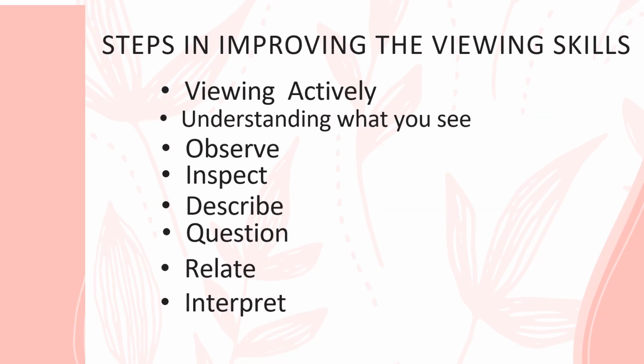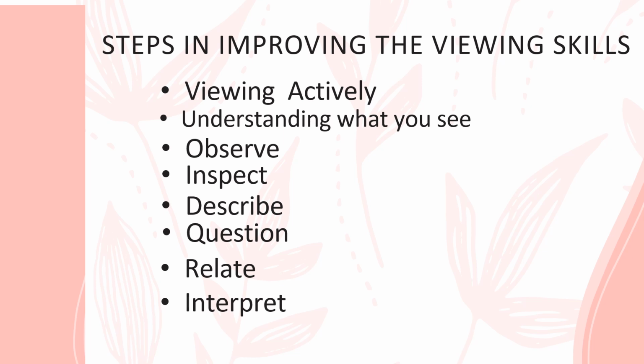Now, we have here the steps in improving the viewing skills. Number one is viewing actively. The path to visual literacy starts with active viewing. So before we can interpret the picture or text, active viewing can help us to brainstorm or create an idea on what we can see. Active viewing involves understanding, interpreting, and evaluating what you see.